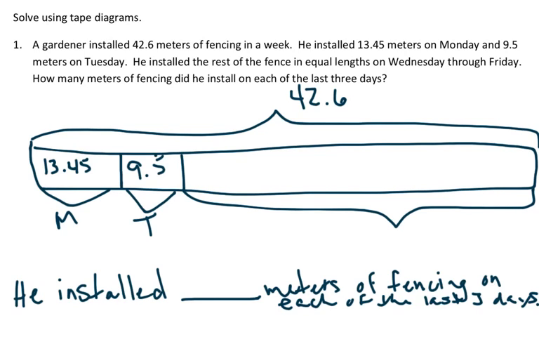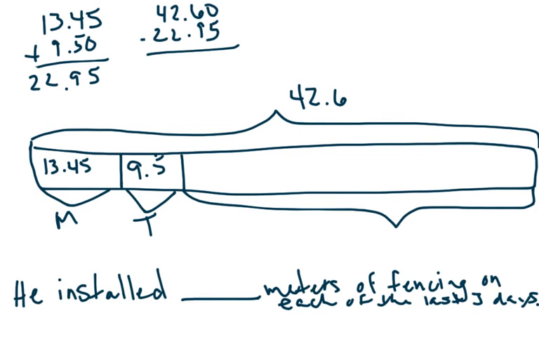So what I'm going to do is actually, let me just duplicate this page here. And I'm going to do some erasing. So when I have Monday and Tuesday, I'm adding 13.45 and I'm adding 9.5. I get 22.95. I do have to find the difference between our original amount of fencing of 42 6/10. So when I subtract those two numbers, I get 19.65. So I'm going to add that into my unknown right here.